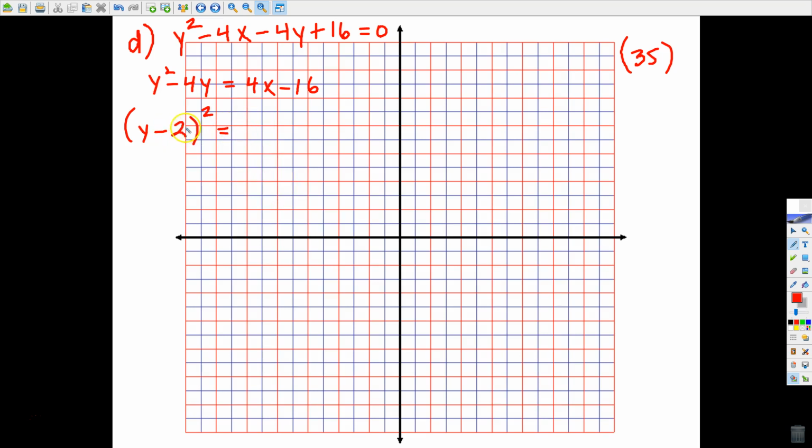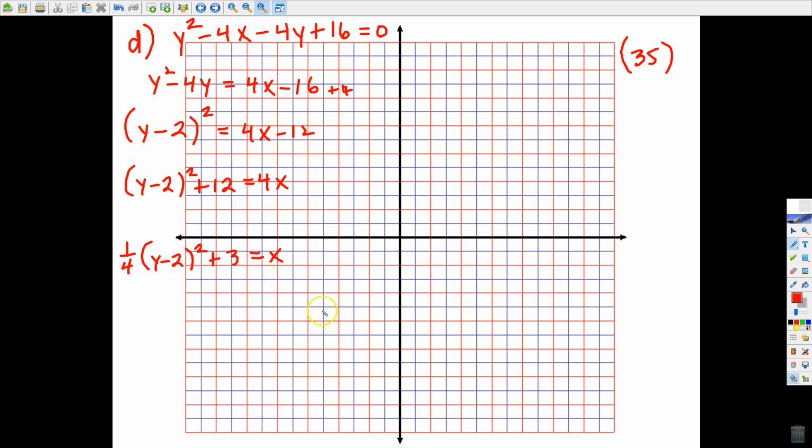And again, since I've essentially added 4 to this left side, when I square this out, I'm going to get y squared minus 4y plus 4. So to balance the equation, I need to add 4 to the right side. And when I add 4 to the right side, I get 4x minus 12. And now I'm going to solve this for x. And so add 12 to both sides. Multiply by 1/4 on both sides. Don't forget that includes multiplying 12 by 1/4.